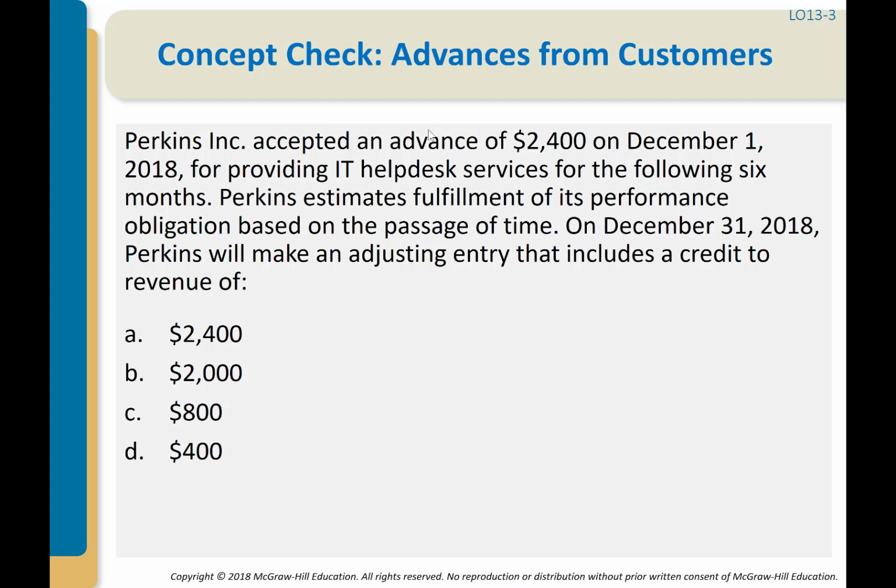On December 31st, 2018, Perkins will make an adjustment entry to include a credit to revenue. Well, before we get to the revenue, what's the journal entry for this money that came in? This $2,400. Debit cash, $2,400. Good.